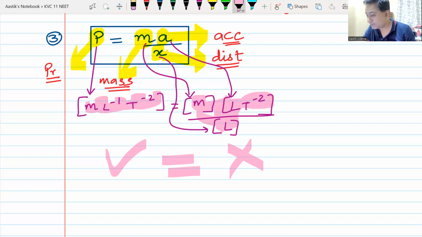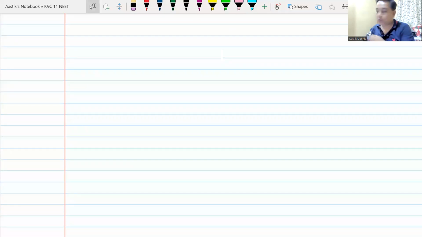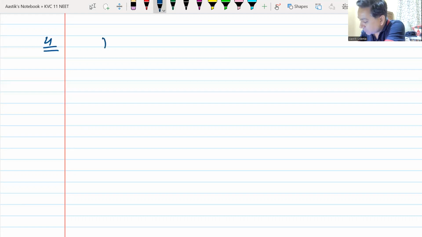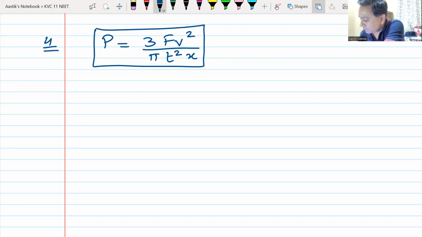The next question comes. I hope everyone has written this. The next question comes on your screen. And this is question number 4. Let us see if we can solve this question. P is given by 3 F V square by pi into T square X. Now, I hope you know what are the terms. What is P here? Pressure. F.